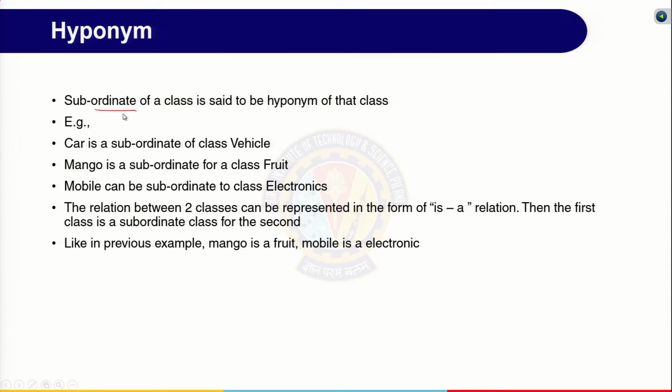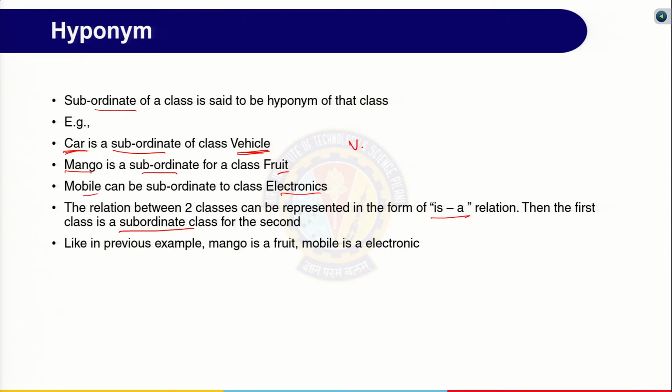Hyponym is a subclass relation between words. Like if you say car and vehicle, if vehicle is a class, then car can be considered as a subclass or a subordinate. In another example, mango is a subordinate of the class fruit, and similarly mobile can be a subordinate of the class electronics. The relation between two classes can be represented in the form of an "is a" relation. Such subordinate classes are called hyponyms.